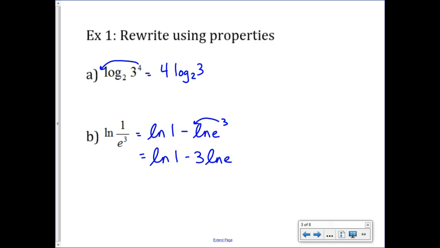Now this is where our simplifying really works out for us, because the natural log of 1, the log of 1, anything with that 1, is just 0, minus, and then I have 3 times the natural log of e, so that's a log base e. Anytime I have the same base there, that just simplifies to 1. So now I have 3 times 1, or just 3. So 0 minus 3 is negative 3. So all of that simplified down to negative 3.